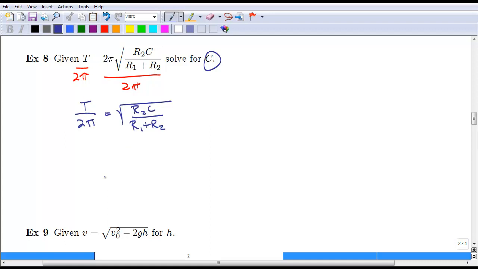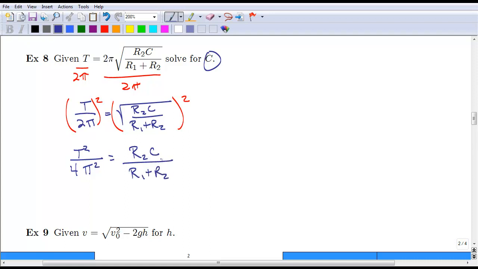So in this case, we want to still get rid of the square root. So we're going to square both sides here. We need to remember that when we square a fraction or anything involving multiplication and division, that we distribute to everything. So this is t squared, 2 squared would be 4 and pi squared. And then this is equal to r2c over r1 plus r2.